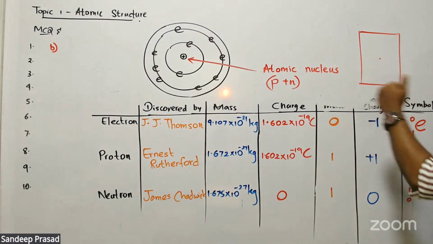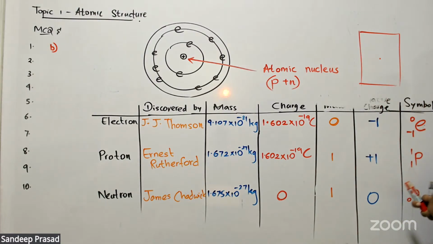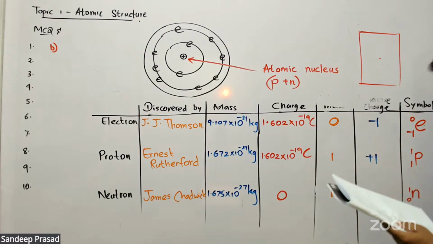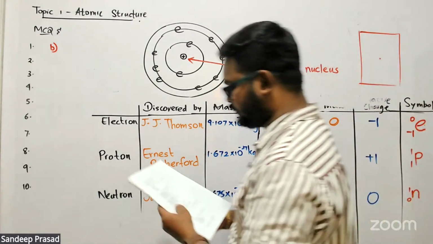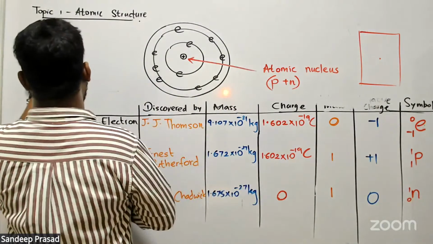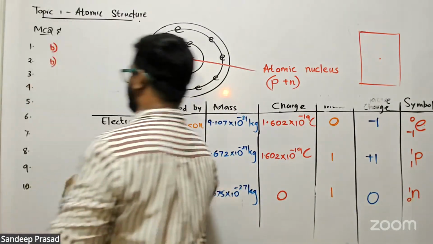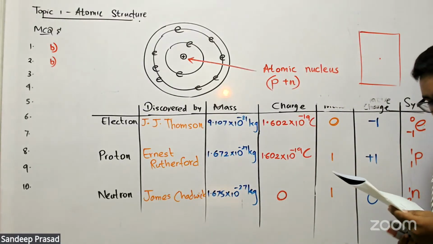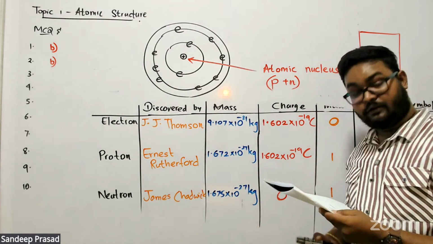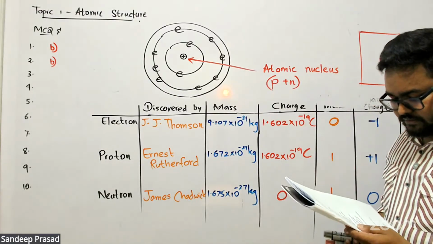Okay, we will discuss these things in detail in unit number 1. Anyhow, the nucleus of an atom contains protons and neutrons. So therefore, question number 2, answer is B. Okay, that's very easy. Now look at the next one. That's a good question, right?